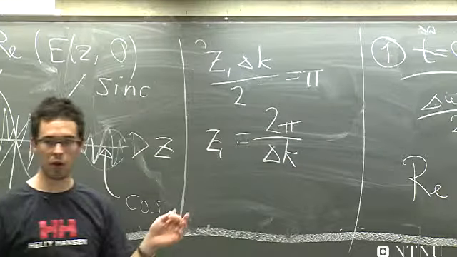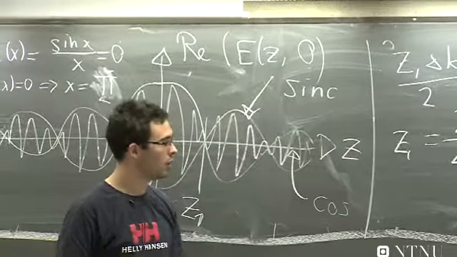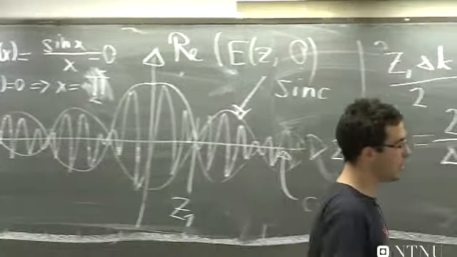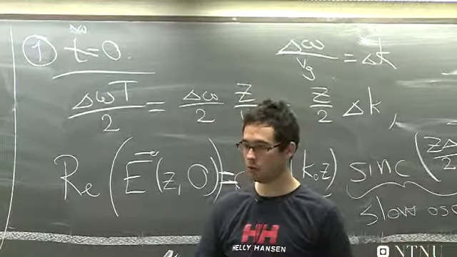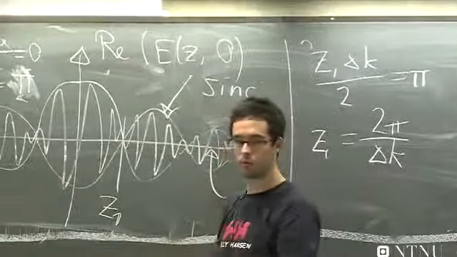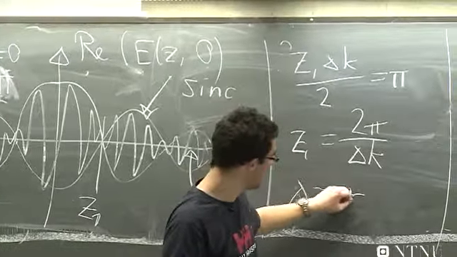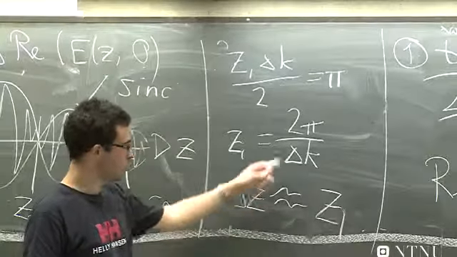And now I can use z1 as a measure of the pulse width, as I said, because if delta k is small, then the pulse gets wider, right? And then the zeros move out. So I use delta z approximately z1. And that is just 2 pi over delta k.